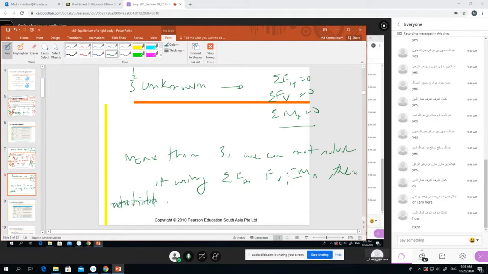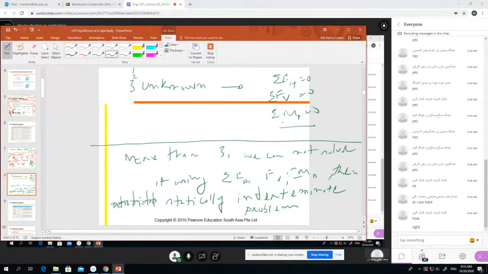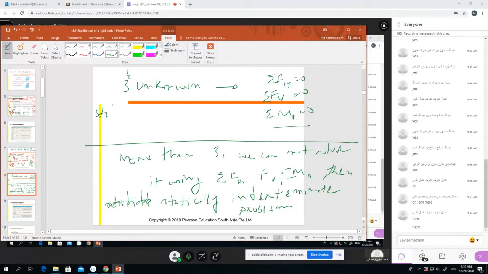statically indeterminate problem. And then what do we say? And this we say statically determinate problem. That means if we have three unknowns, a maximum of 3, then we say it is a determinate problem. That means we can solve it.